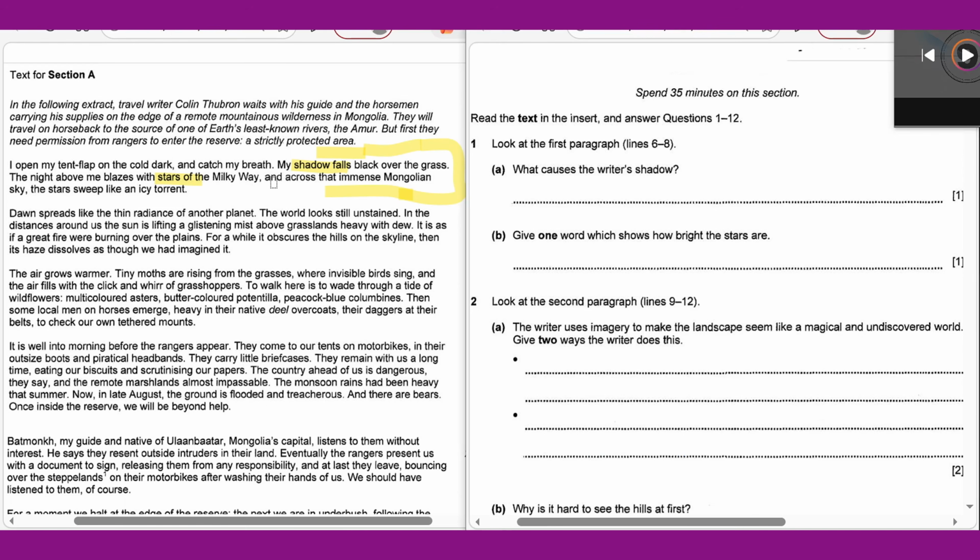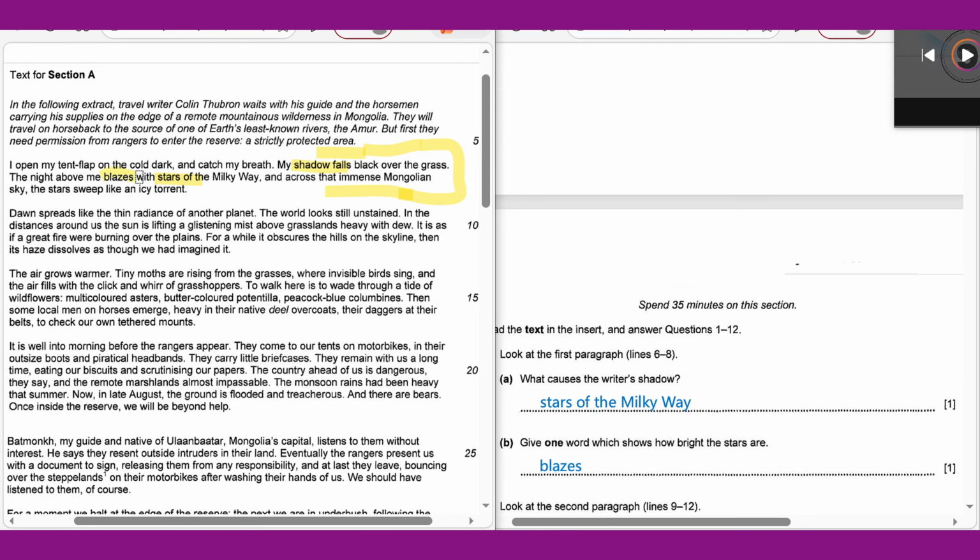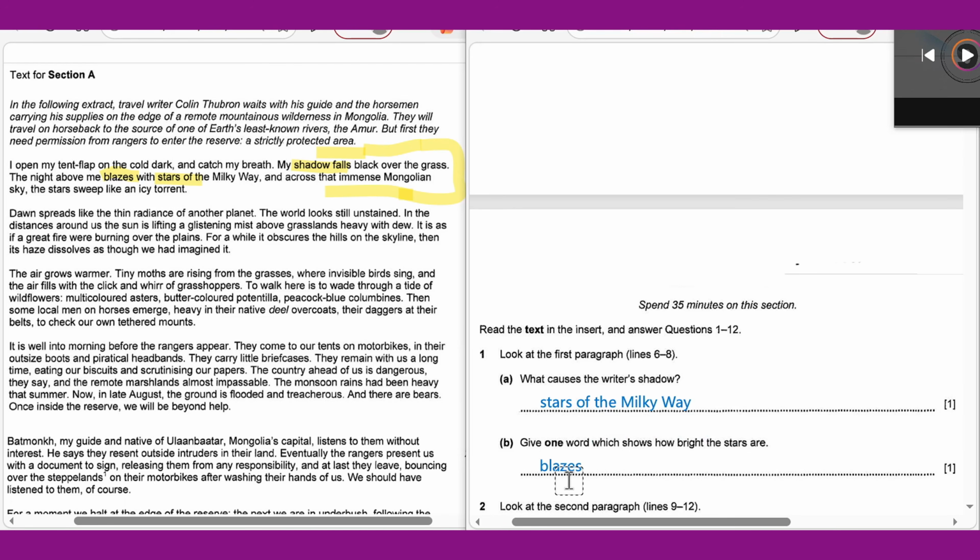Let's move on. Guys, now we are in question 1b. Give one word, strictly one word, which shows how bright the stars are. Few seconds. Still from the same paragraph. Okay, you got your answer, guys? Let's check it out. Well, it's blazes. Blazes means to shine brightly. So one word, that is strictly the only answer for 1b. Okay, let's move on.